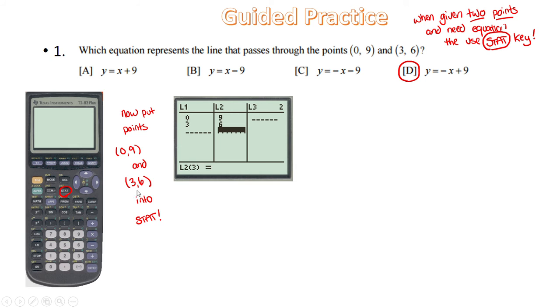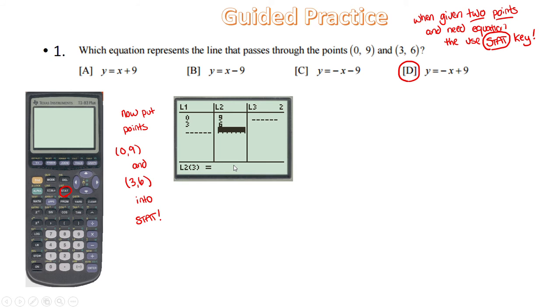Okay? Now, does it matter if you put 3, 6 on top and 0, 9 on the bottom? No. What does matter is if you accidentally switch this up and put 0, 3 here and 9, 6 here, or however, that's probably how you would do it if you messed it up. So it's very important to keep your X's and your Y's in the right columns.